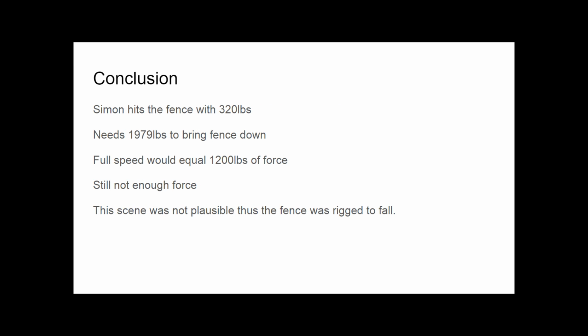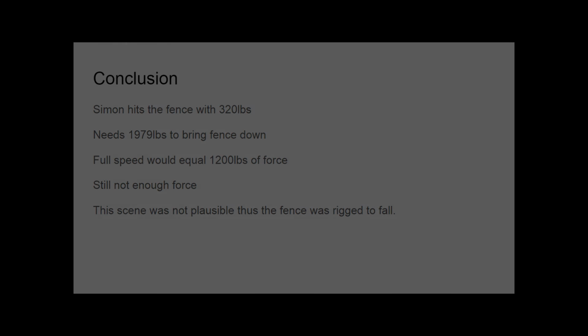In conclusion, Simon only hits the fence with 320 pounds of force, while he needed 1,980 pounds of force to knock it down, showing that the fence was rigged. If he would have gone up to full speed, he would have hit the fence with 1,200 pounds of force, which is still not enough.